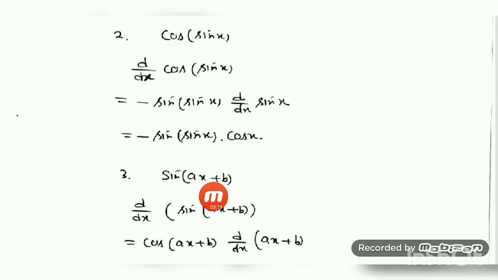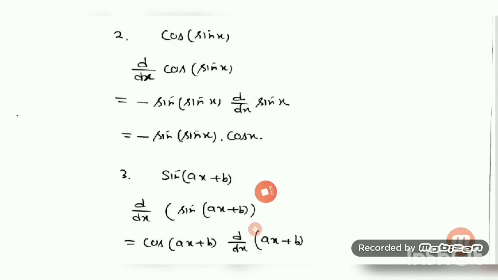The next question, sine of ax plus b. Now hope you understand what to do. So yes, think of ax plus b as x. It becomes the sin x formula. The formula of sin x is cos x. So cos of ax plus b. Take the derivative of that portion which we supposed as x. So d/dx of ax plus b.